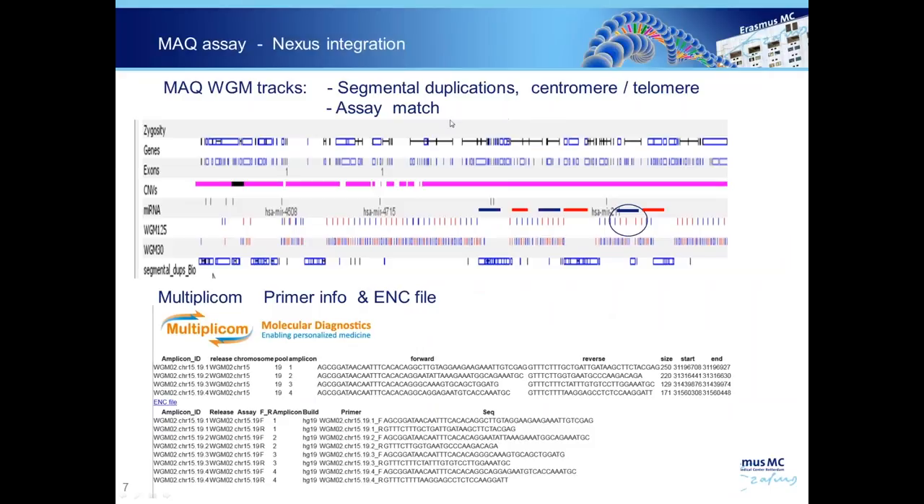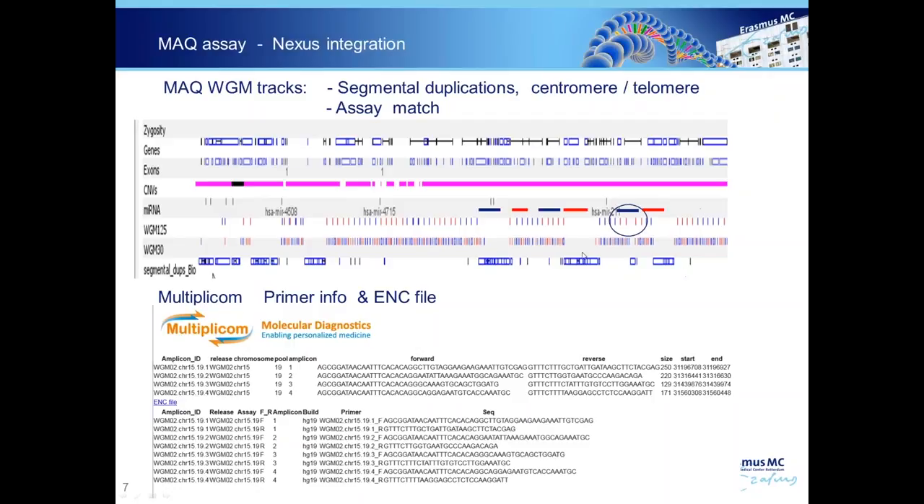and as this scheme is already shown, I want to show this because there is a lot of knowledge behind the tracks. The tracks take into account the segmental duplications, the centromeres, the telomeres, and also, as mentioned by Dan, the assay MAQ: between all the products generated in the tube, it should match with the temperature and the GC content. So that is taken into account.